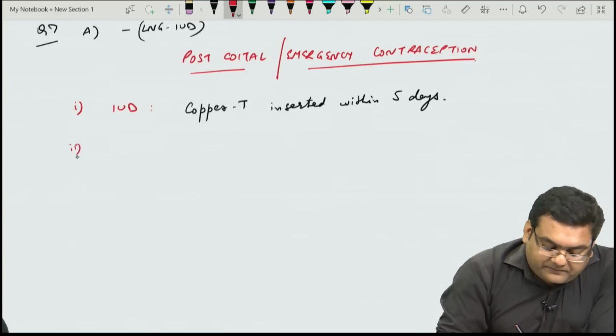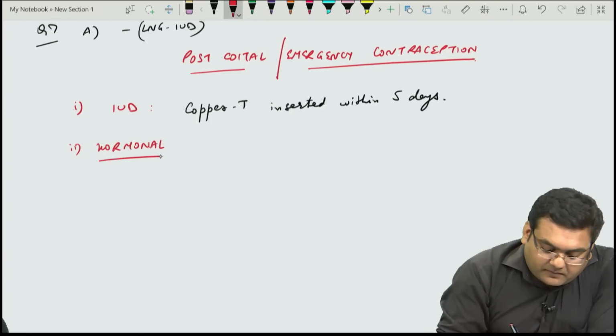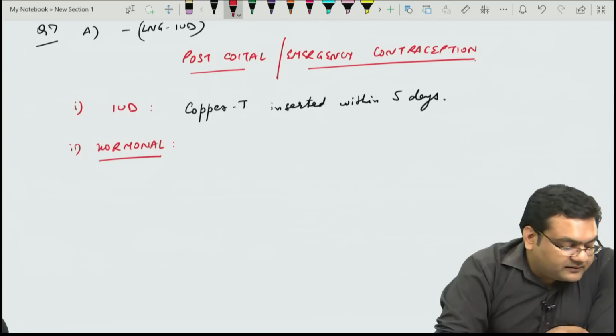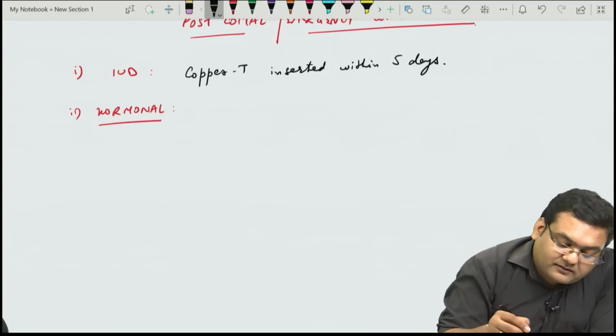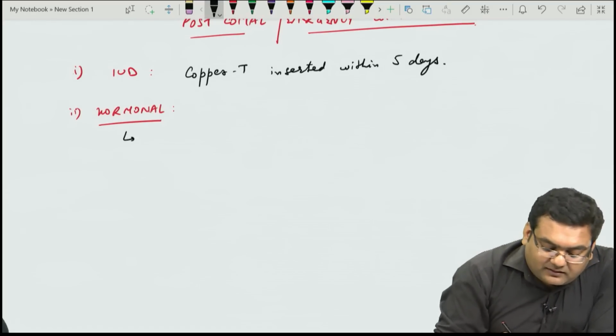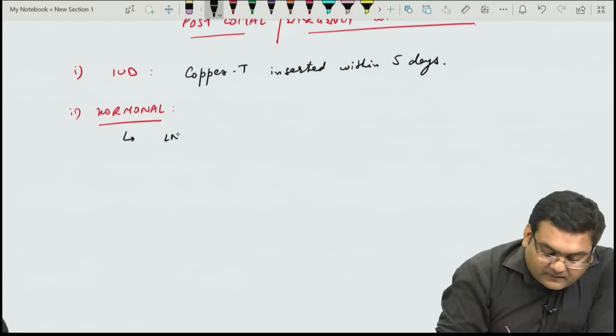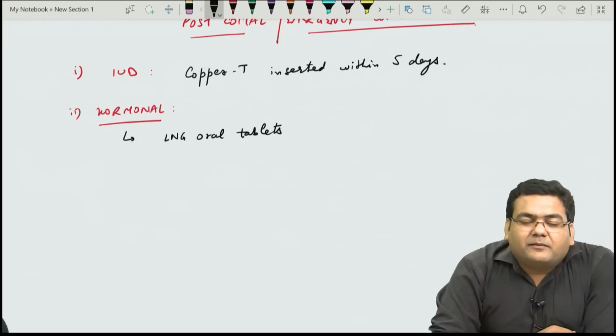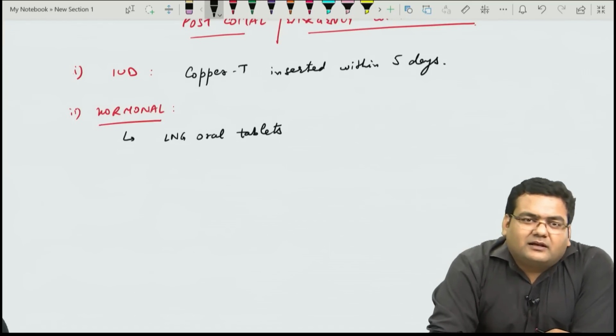Second is your hormonal methods. In hormonal methods, there are 2-3 methods. One is your levonorgestrel oral tablets, commonly being sold in the market by the name of iPills.